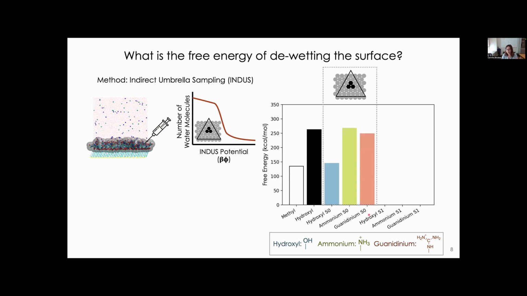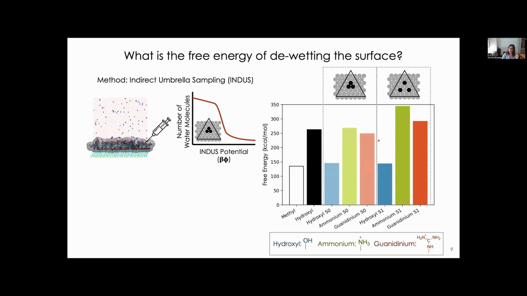Then if we go to this S0 configuration, what you can see is that for the hydroxyl surface, the surface gets just slightly more hydrophilic when we introduce these three hydroxyl groups. But when we introduce ammonium and guanidinium, it gets a lot more hydrophilic. And in particular, it's most hydrophilic for ammonium, even compared to guanidinium. And then similarly, if we space these groups out, you can see that now all of these systems have become even more hydrophilic. And again, ammonium is more hydrophilic than the guanidinium surface.